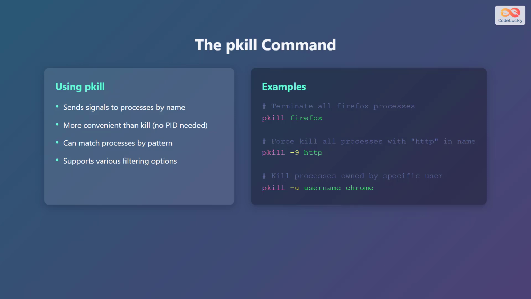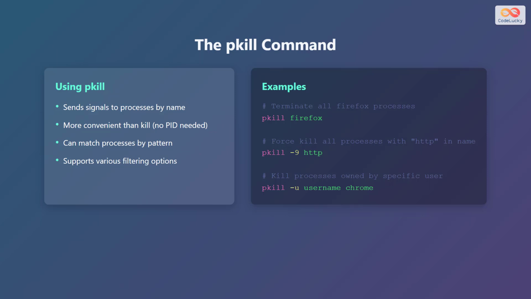Next, we'll explore the pkill command. The pkill command sends signals to processes by their name, which is more convenient than kill because you don't need to know the process identification number, or PID. Pkill can match processes by a pattern, making it flexible. It also supports various filtering options.